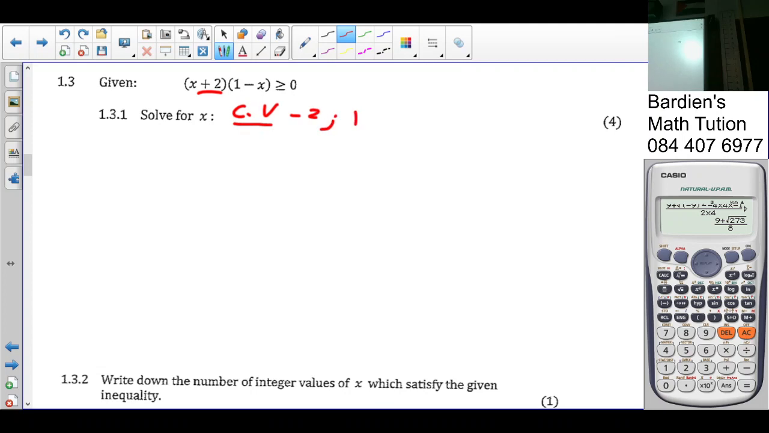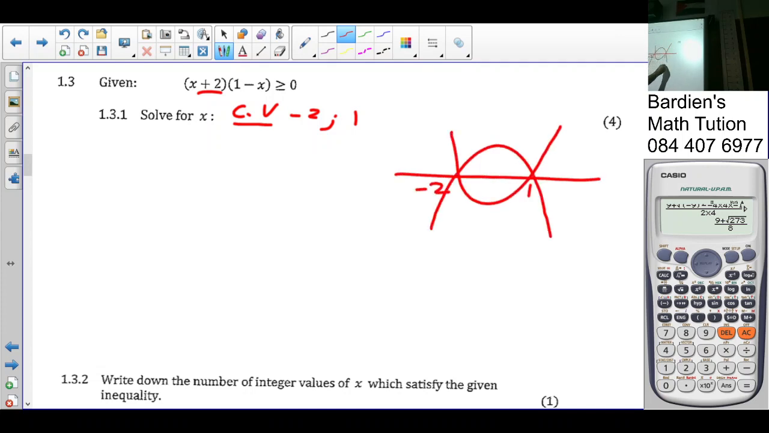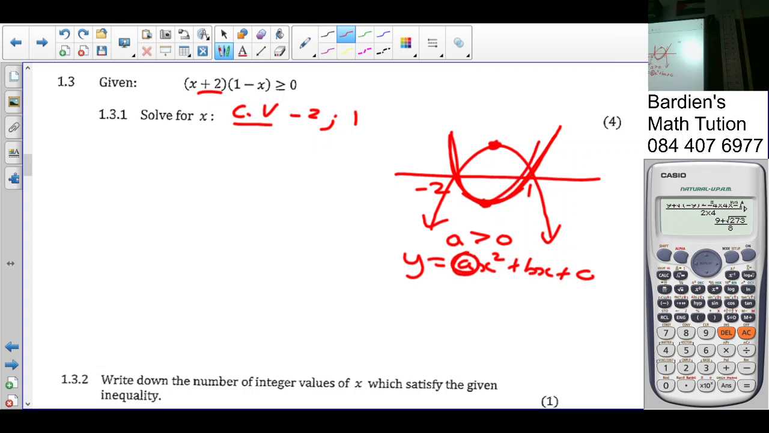Not so? So is this graph going to do that in the first instance, or is the graph going to do that? Is the graph going to have a minimum value, or is the graph going to have a maximum value? Minimum. Why? You see, when would this be minimum? If the a value is greater than 0. If your a is positive, from the equation y is equal to ax squared plus bx plus c, the graph will have a minimum. Is a positive or negative?